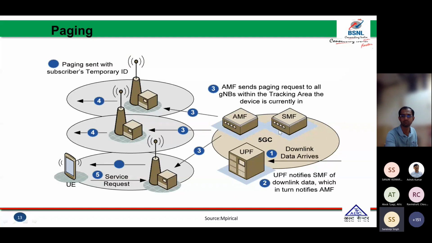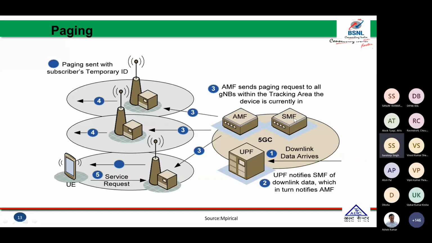And different SMFs are there for session creation, session modification, session deletion or session initiation. So first, all the incoming messages that come to the UPF are notified to the SMF only. And the single point of contact of the radio access network to the core network in the control plane is the AMF.